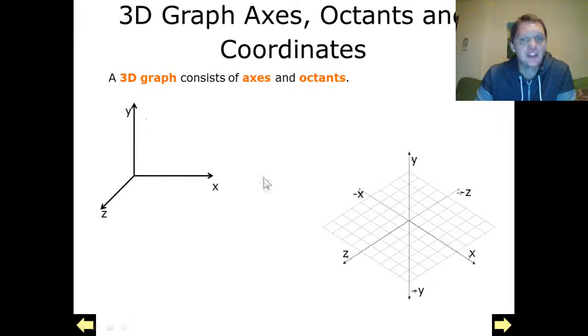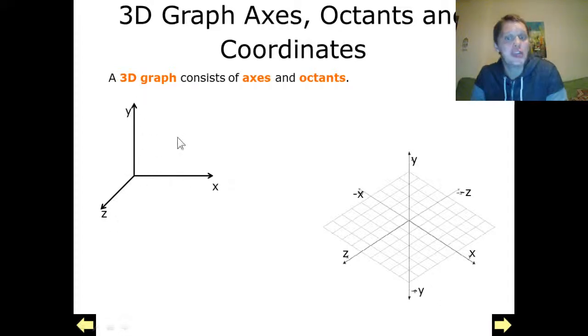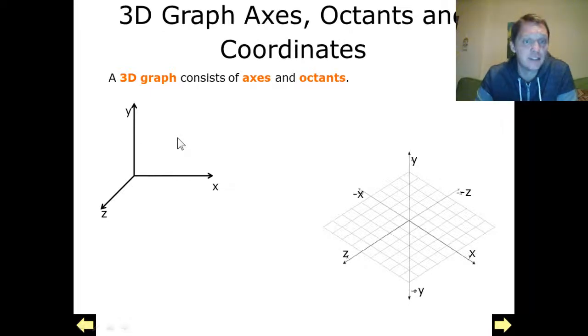So anytime that we're dealing with 3D graphs, we could have a basic graph which has only got positive values on our x, y and z, because unlike a 2D graph where we're only dealing with x and y, on a 3D graph, we're dealing with X, Y, and Z. We could have an octant graph, which is built up of 8 sections with positive and negative values for our X, Y, and our Z.